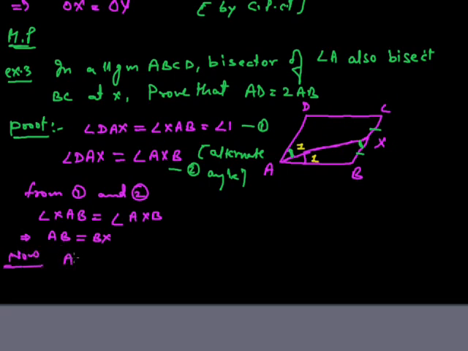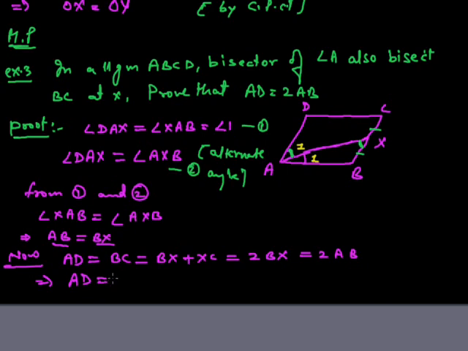Now we need to prove AD. We can write AD in terms of BC. We can write BC as BX plus XC, and this BX plus XC can be written as twice BX, and twice BX can be written as twice AB, since AB is equal to BX. So first we write this implies AD equals twice AB, and hence proved.